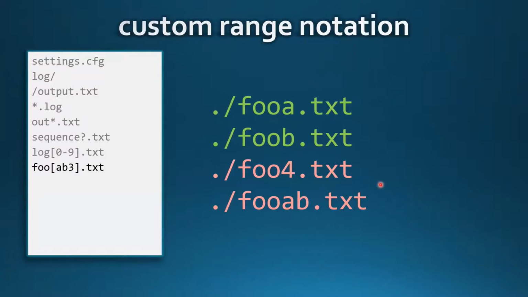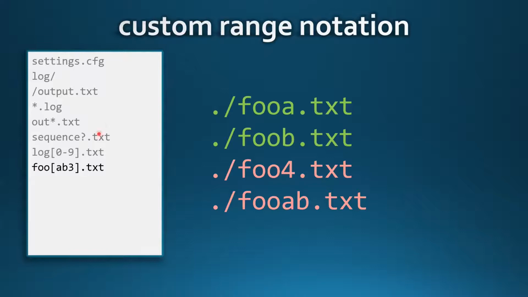A custom range notation is similar to the range notation, except that this is more of a set notation. It will match any of the characters within there. Besides 0 through 9 with a dash, you can also have A through Z. If you don't have that dash in there, it's going to match one of the characters within the square brackets.